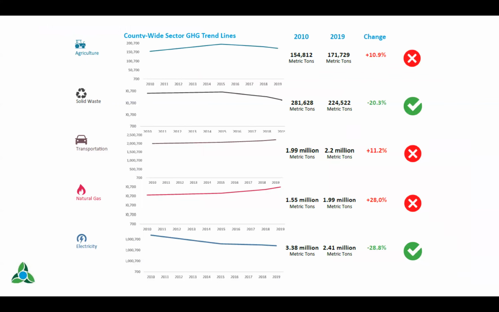Just looking at it on a sector by sector basis, what the trends are for each of those sectors and the change that has occurred over time. Basically, we've seen solid waste and electricity trend downwards. So they get a little green check, meaning that so far they seem to be heading in the right direction, maybe not at the pace that we want or need them to, but they're heading in the right direction. Agriculture, transportation, and natural gas or heating fuel right now tend to be heading in the direction we'd like to correct.